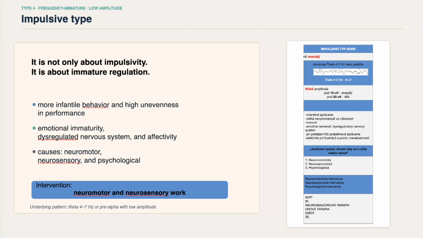In terms of therapy, neurofeedback is not recommended as a primary approach for this type, because the cortex does not have the energy for this type of training. More suitable interventions include INPP, bilateral integration, neurosensory therapy, play therapy, EMDR or EMI, somatic experiencing.